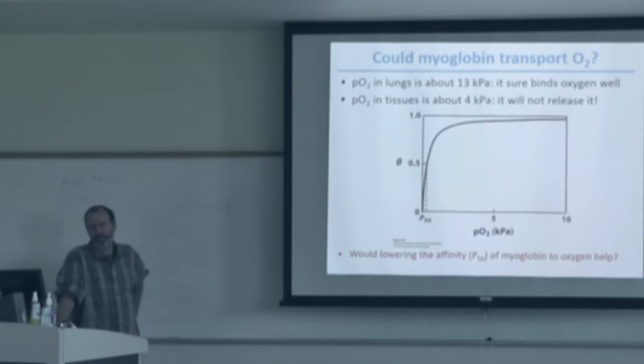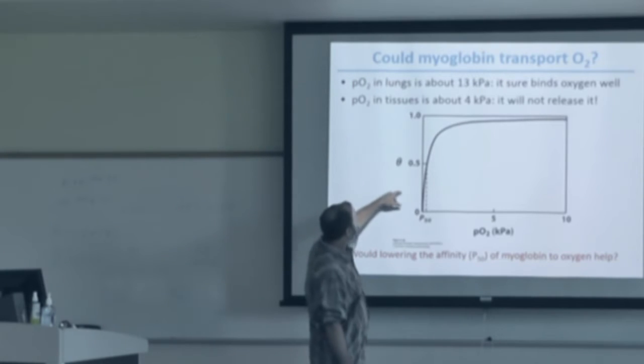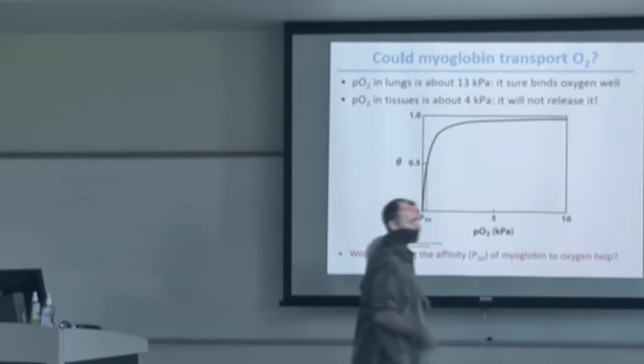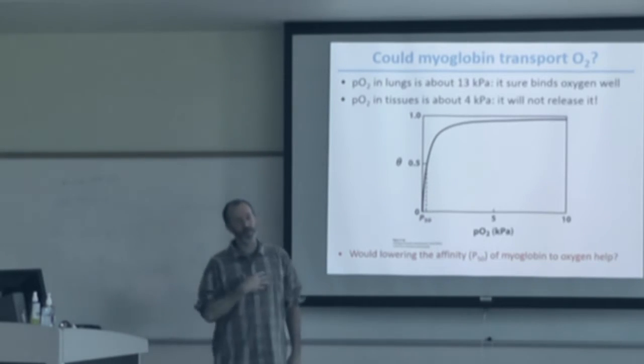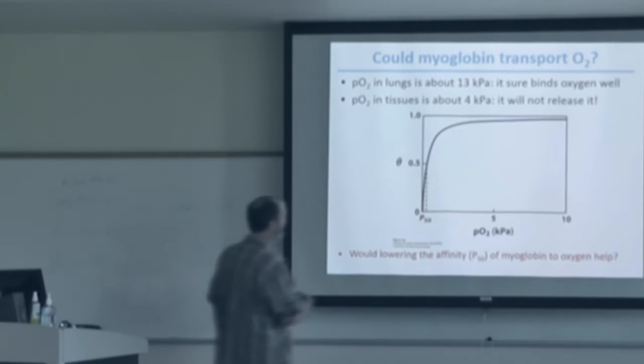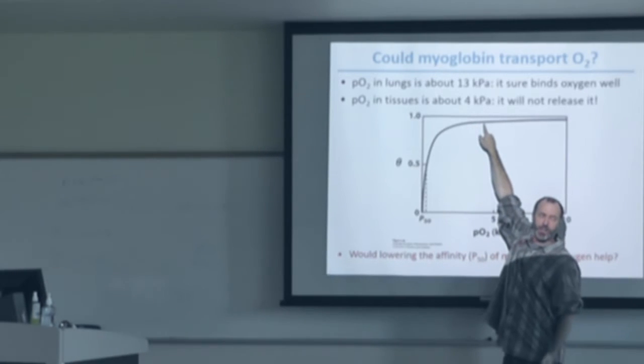So could myoglobin transport oxygen? I guess it could, right? You could have circulating myoglobin rather than hemoglobin. The problem with that is we have this change in the partial pressure of oxygen. In the lungs, we have a high partial pressure of oxygen, right? So we'd probably be able to saturate that myoglobin in the lungs with oxygen. It'd be easy to saturate.